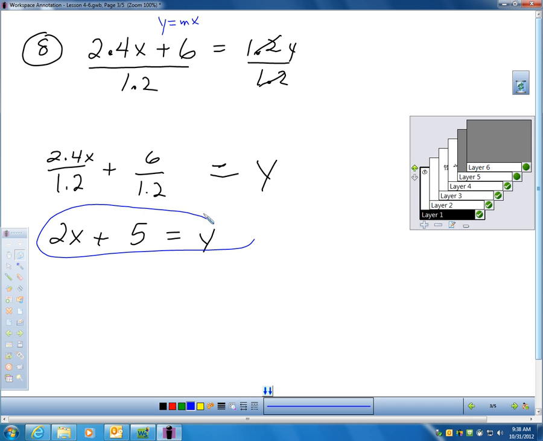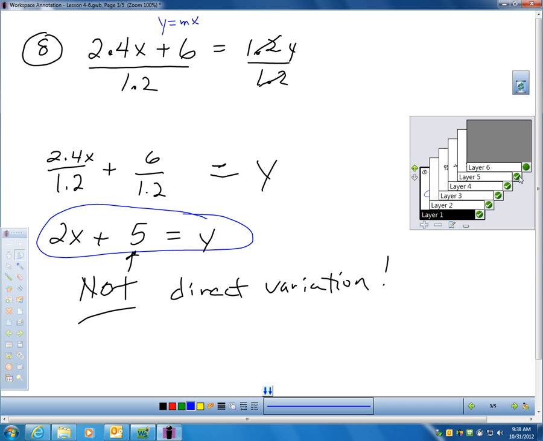This is not direct variation. And the reason is I have a b value that's not 0, okay? So my slope is 2, or my constant of variation is 2, but I need a b value of 0, and I have a b value of 5. This is certainly not direct variation, okay? Not direct variation, and you can see that in the equation.